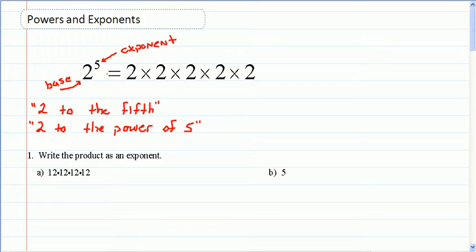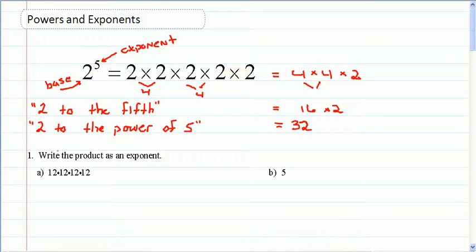What 2 to the 5th means is that you take the base of 2 and multiply it by itself 5 times. So if I take 2 times 2 is equal to 4, and another pair of 2 times 2 is equal to 4. To calculate the value, it's now 4 times 4 times 2. So I just take two numbers at a time. 4 times 4 is 16, and 16 times 2 is equal to 32.